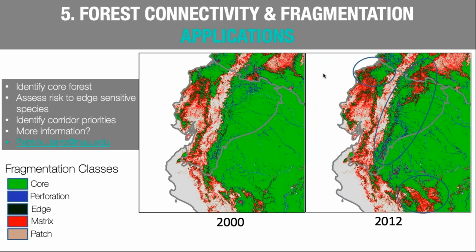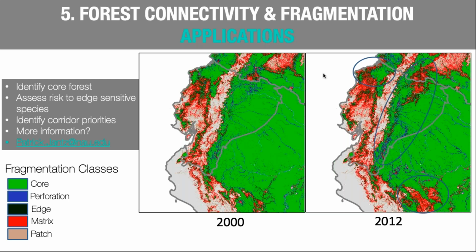For some of the applications of these data layers, we can classify forests based on the level of fragmentation. One important fragmentation class is core forest. This is a forest that is essentially far away from disturbance and is surrounded by other high quality forest. The opposite of that, on the other end of the spectrum, is patch forest, and that's forest that is small, fragmented, and isolated from other forests.